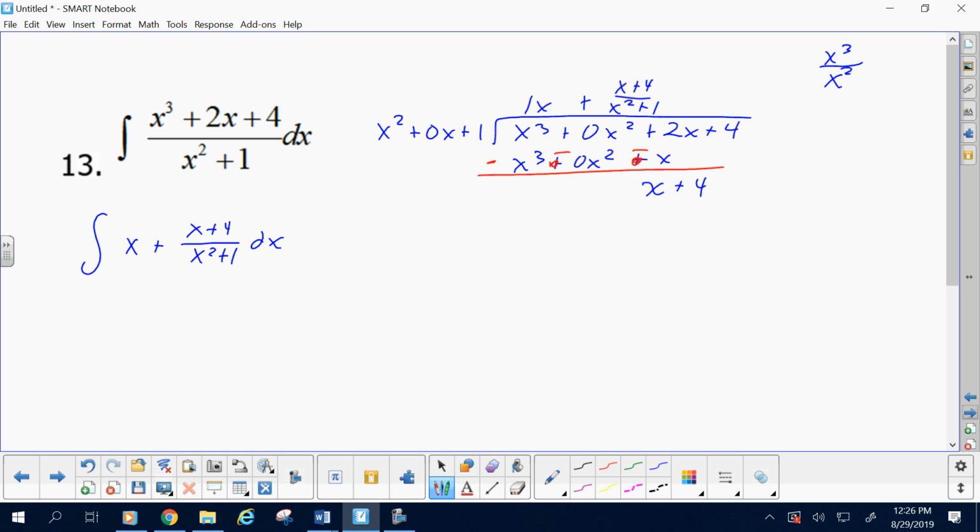Okay, I think the x is obviously fine. How do I deal with that second term? Yeah, you've got to separate it into x over x squared plus 1 and 4 over x squared plus 1.